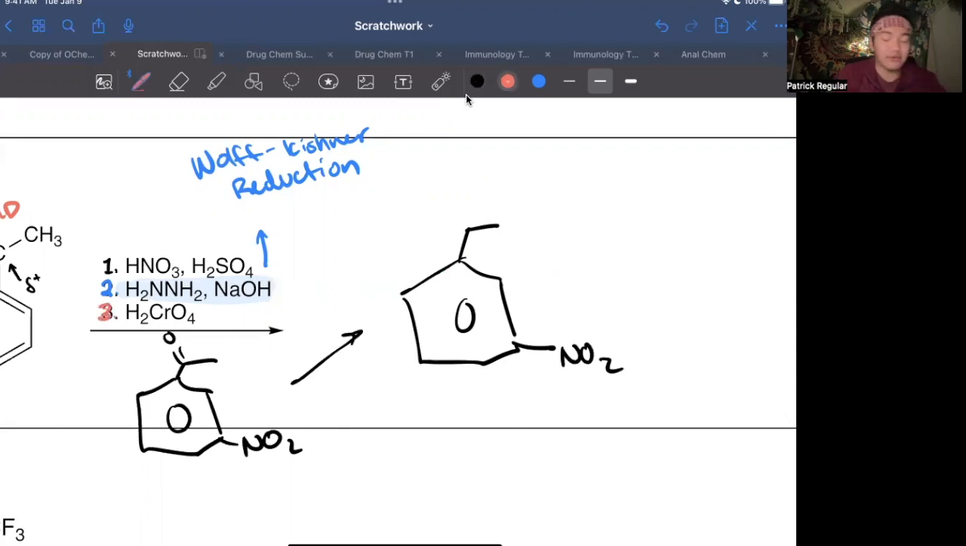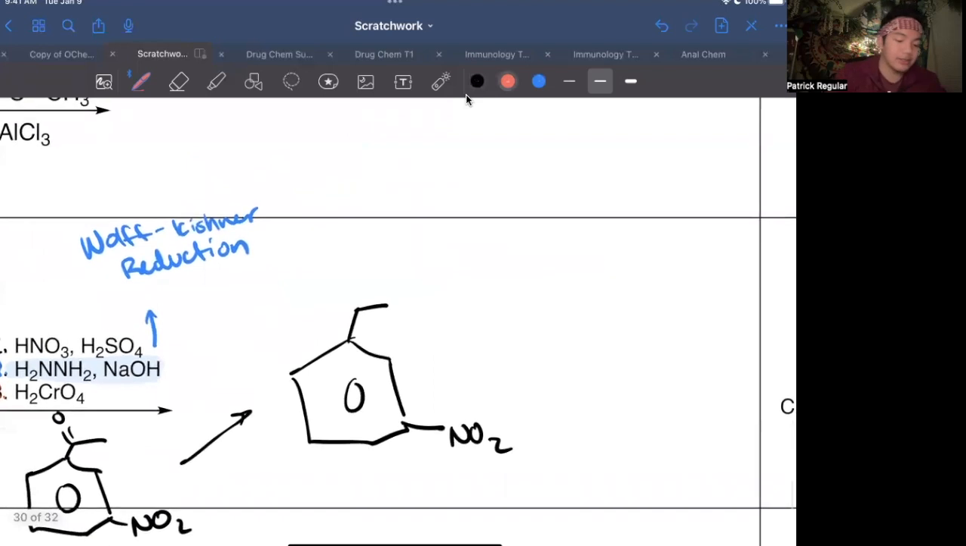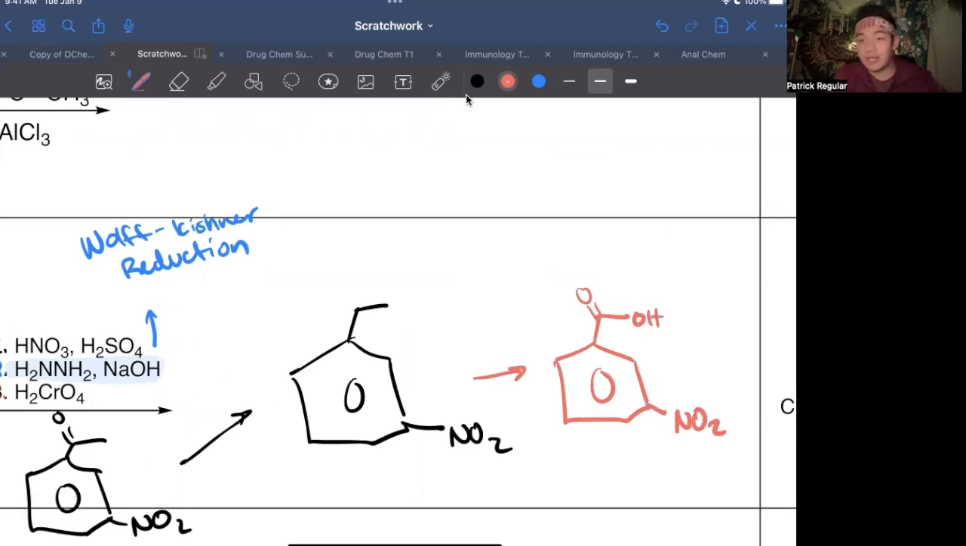Okay, and now the third step, that's really easy. Look, that's just H2CrO4. That's another strong oxidizer reaction. We know this. Your alkyl group will just be oxidized into a carboxylic acid. There's going to be NO2. And that's your answer.